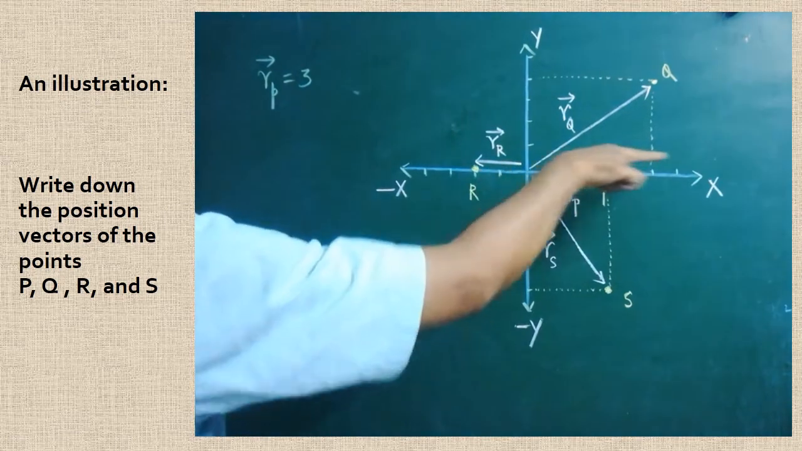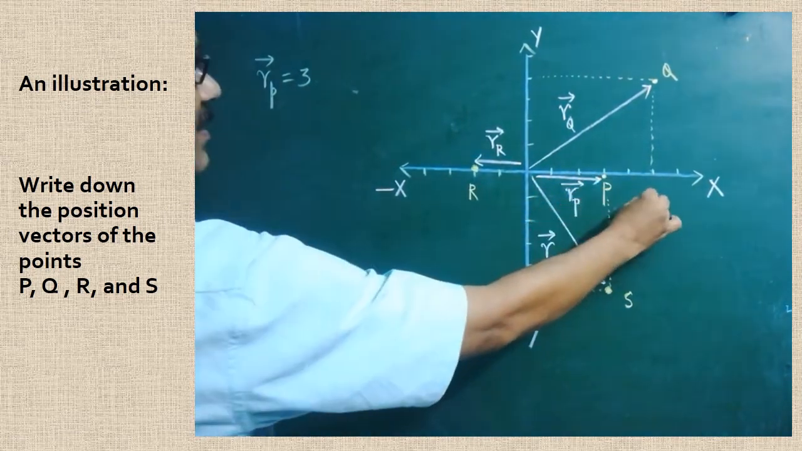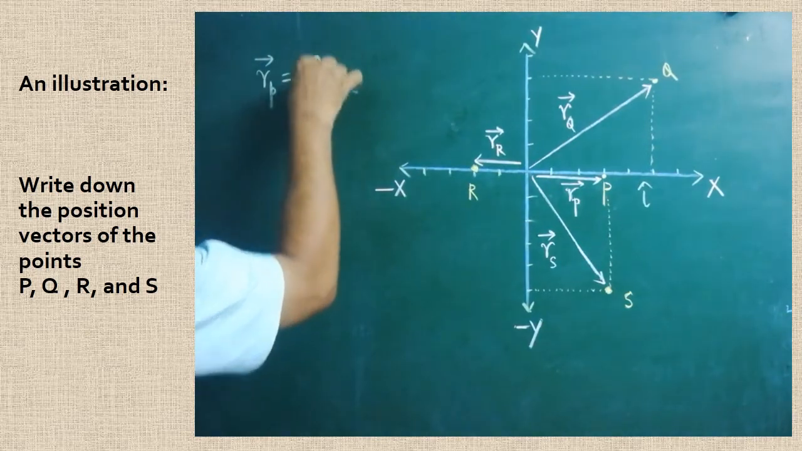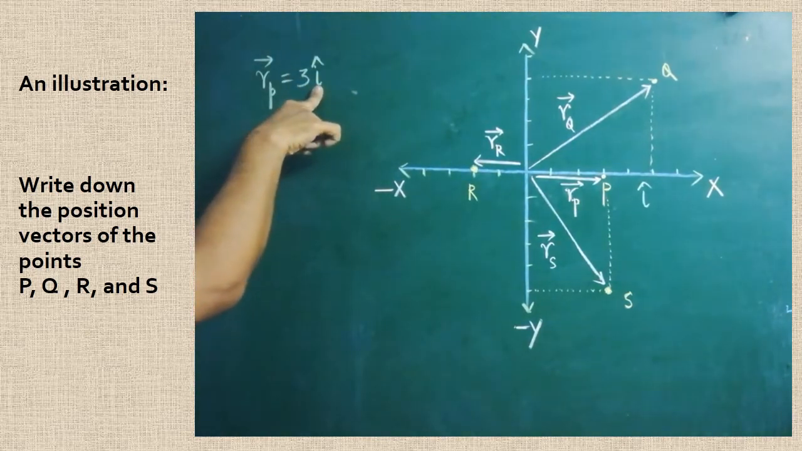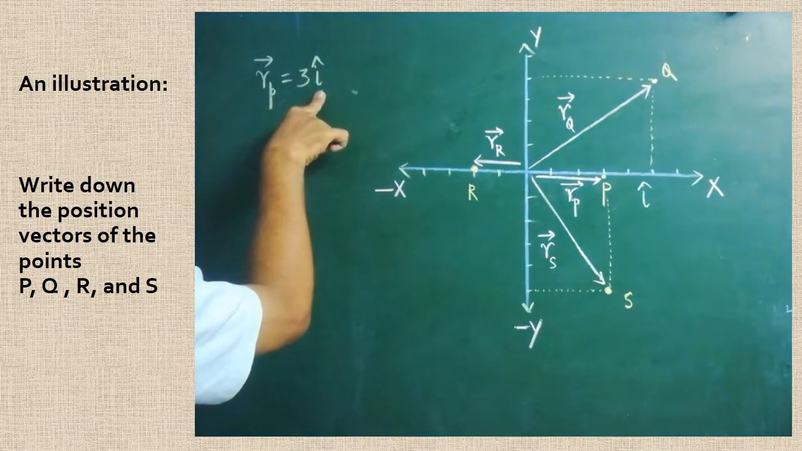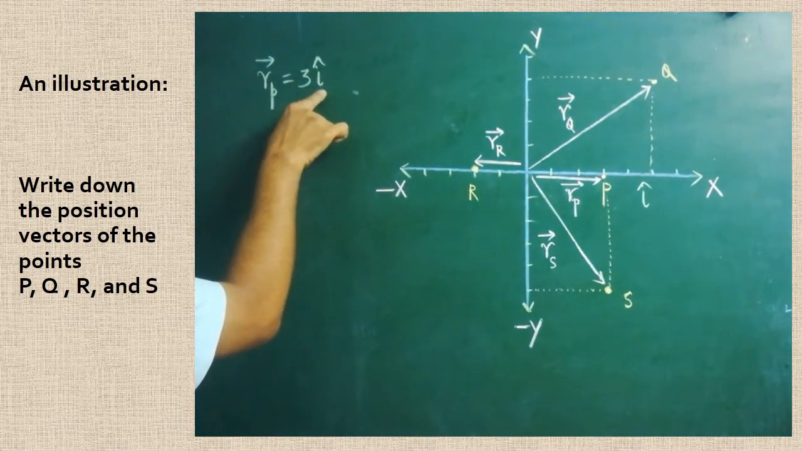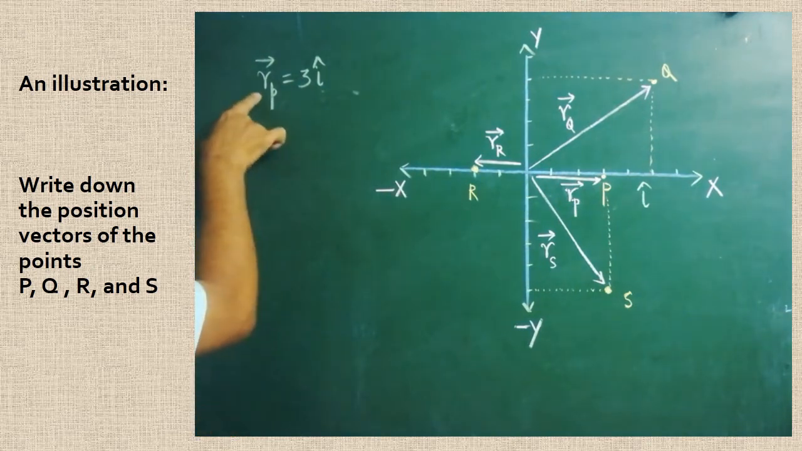So, we have to mention the direction now. How to write? That i cap must be written. Therefore, 3i. i cap is the orthogonal unit vector for which one? X-axis. Since it is plus, we have to write i cap. So, the position vector for the point P is written.